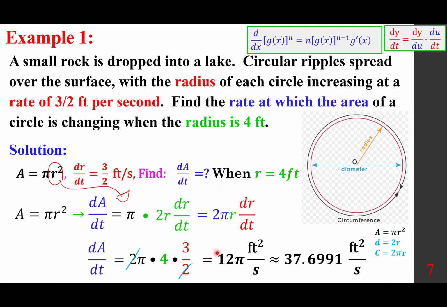A quick recap. As we read the question, circles, the relationship between radius and area, you need this formula, A equals pi r squared. Then this one is the rate for the radius, dr/dt, and this one is the rate for the area, dA/dt, missing, and the radius is 4 feet.